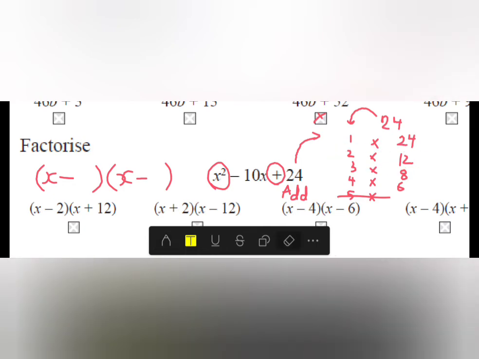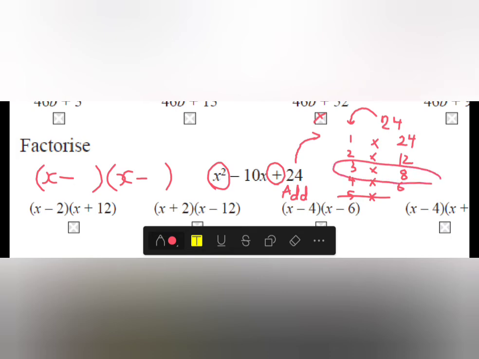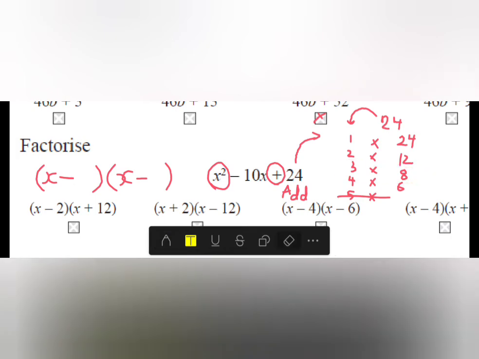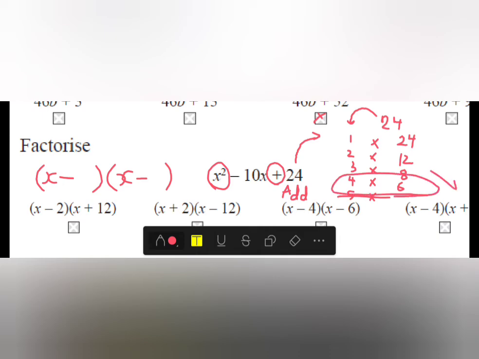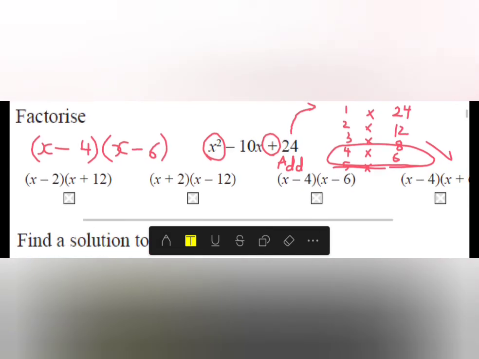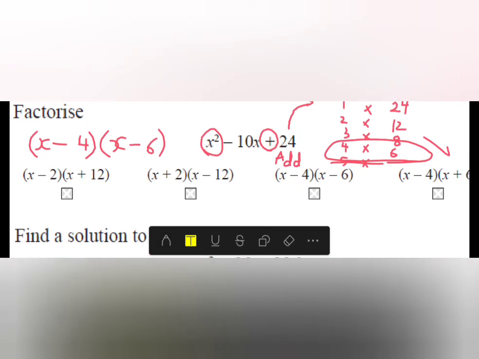Very good. It's not. Is it the 3 and the 8? Very good. It's not. Is it the 4 and the 6? Very good. It's the 4 and the 6. So two numbers, when you add them up together, you get 10. It's 4 and 6. So the answer will be 4 and 6. And this is how you answer a question like this. Now, let's check the answer in the box here. X minus 4, x minus 6.